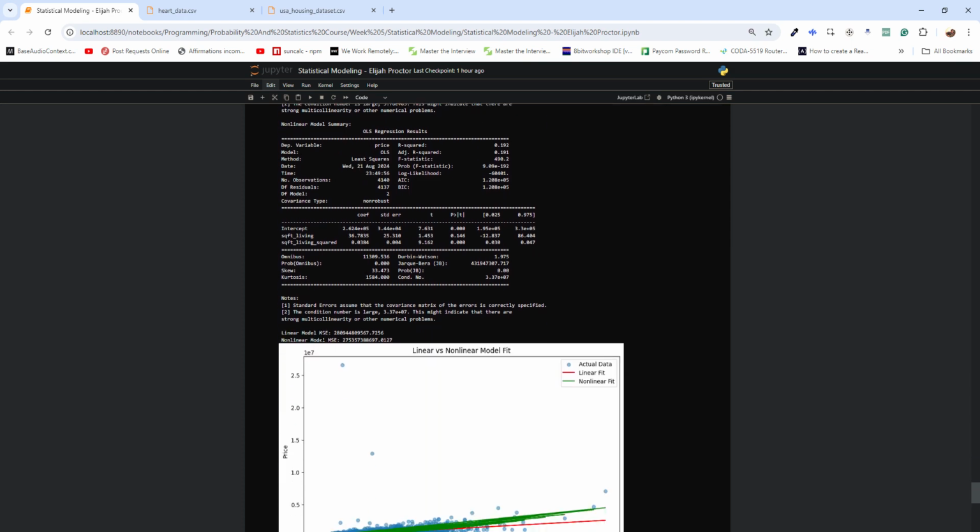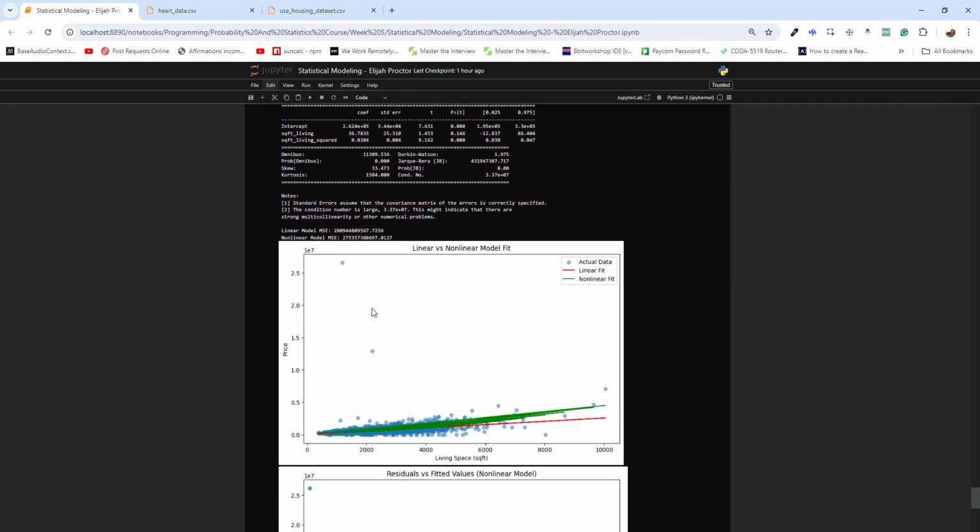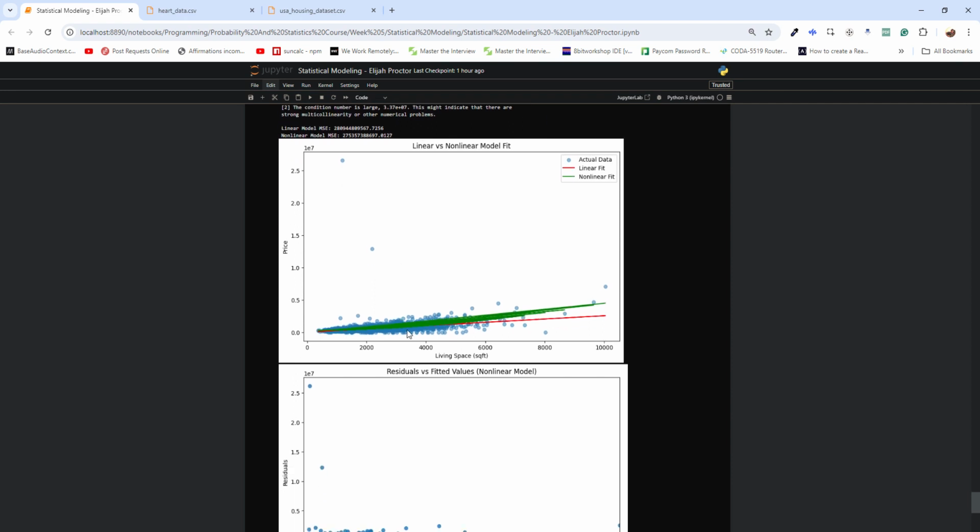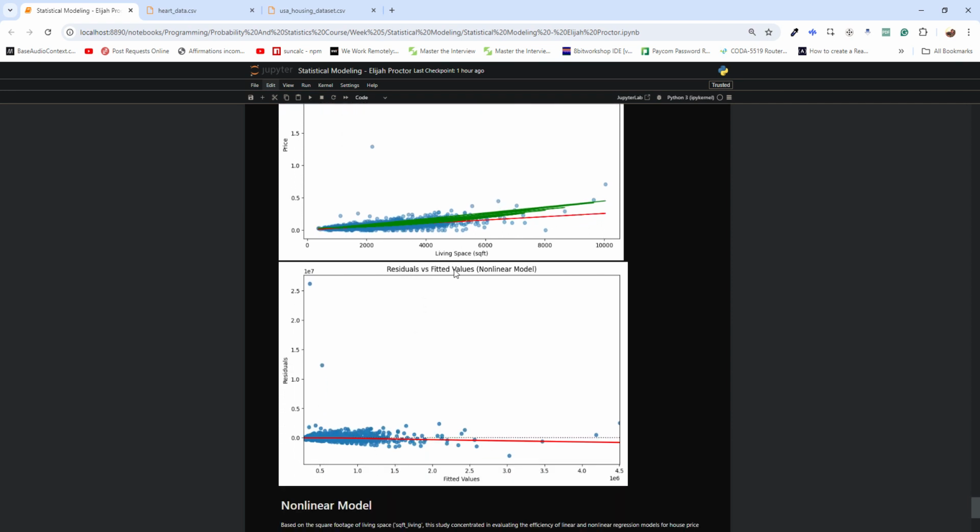Our linear model mean squared error is very large, as well as for our nonlinear model. We have our linear versus nonlinear model fit. The red line indicates the linear fit, the green line indicates the nonlinear fit, and then we have our actual data points, our price and our living spaces. We have our residuals versus our fitted values for our nonlinear model represented here.